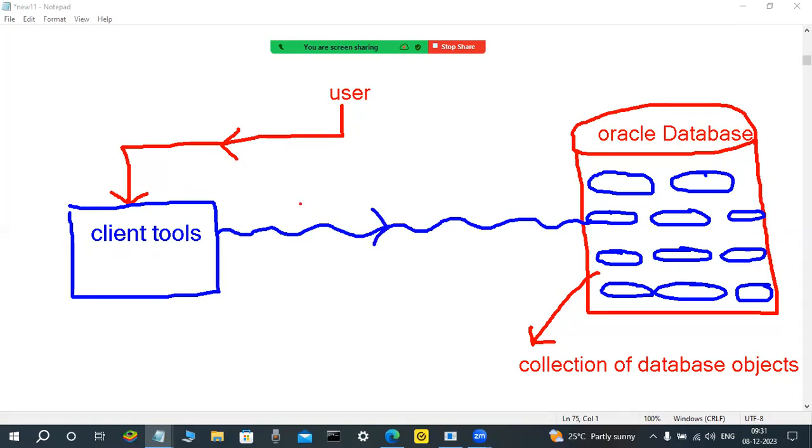Now, once they are connected to the server, then only what are they using? Which language? SQL is the language, that is, Structured Query Language. They are using Structured Query Language only. Through that one, they are connected to the server. But unfortunately, what are the examples of the client tools?